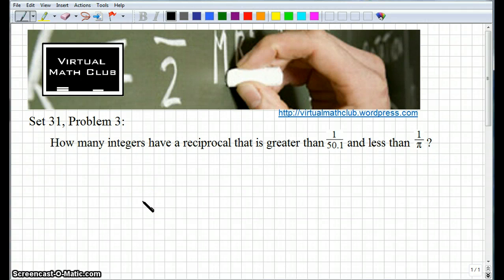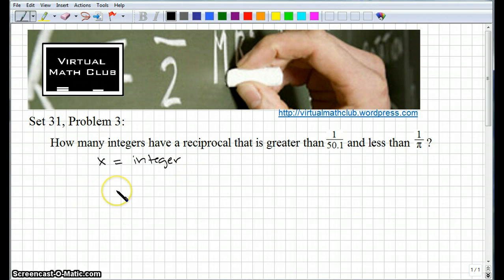Alright, problem number 3. How many integers have a reciprocal that is greater than 1 over 50.1 and less than 1 over pi? Alright, well, I'm going to start by defining a variable. I'm going to say x is the integer we're looking for, okay? So that's the integer we're looking for.